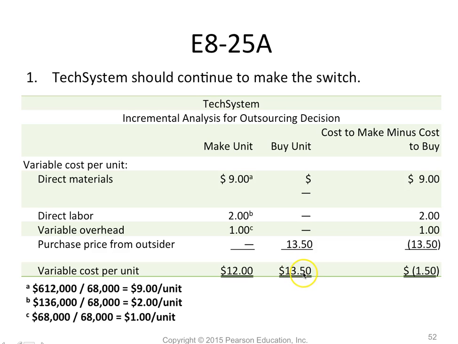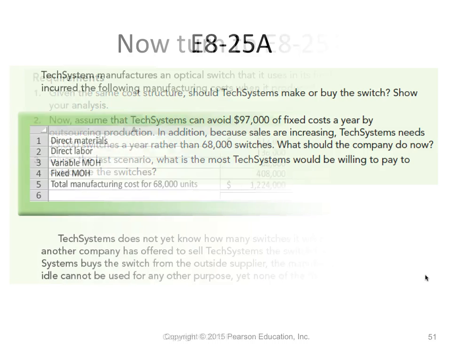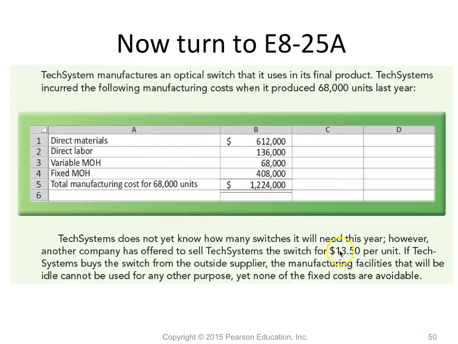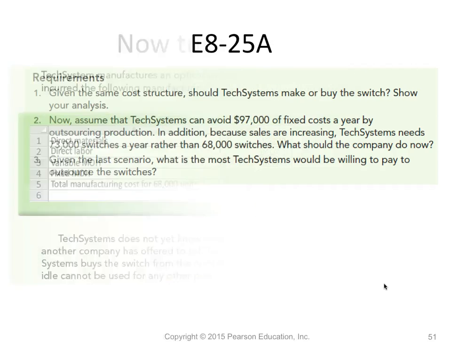And here, this is to buy, and we're going to pay $13.50 per unit. The cost to make a unit compared to the cost to buy differs by $1.50. So this does not consider the fixed cost. The manufacturing facility, when idle, cannot be used for any other purposes, and none of the fixed costs are avoidable, so it's still going to have that cost.